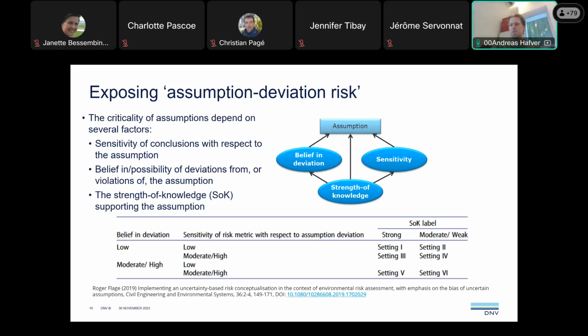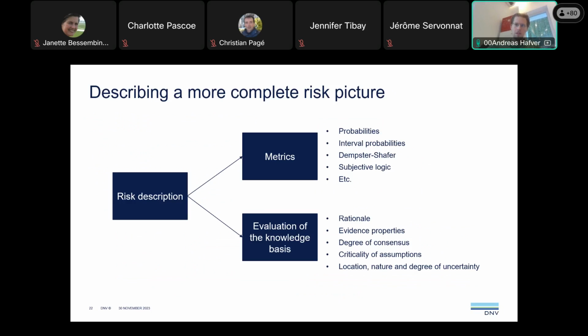To the settings 5 and 6, where really you cannot put much trust into your quantitative metrics. This is from a paper by Roger Flage, who's a researcher at the University of Stavanger, professor of risk management. So when you describe risk, to get a more complete risk picture, you should not only use metrics, but you should also include some evaluation of the knowledge bases.